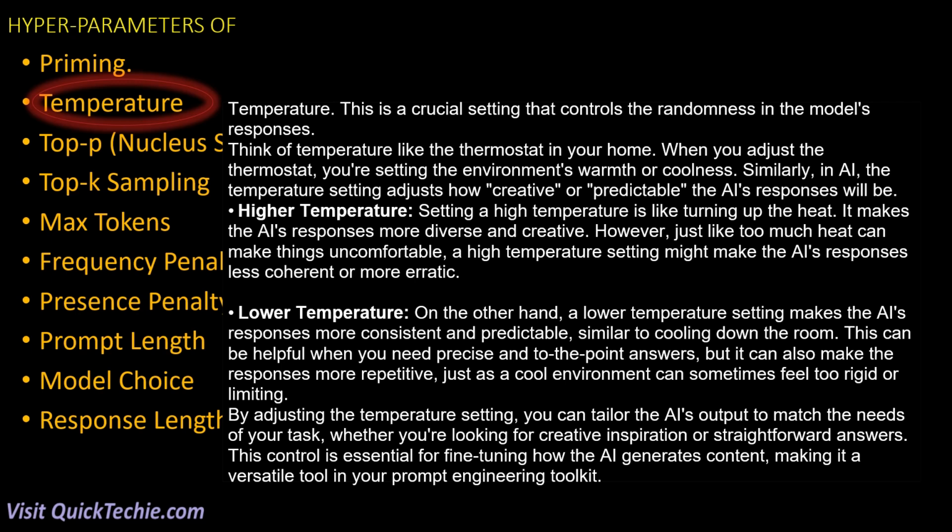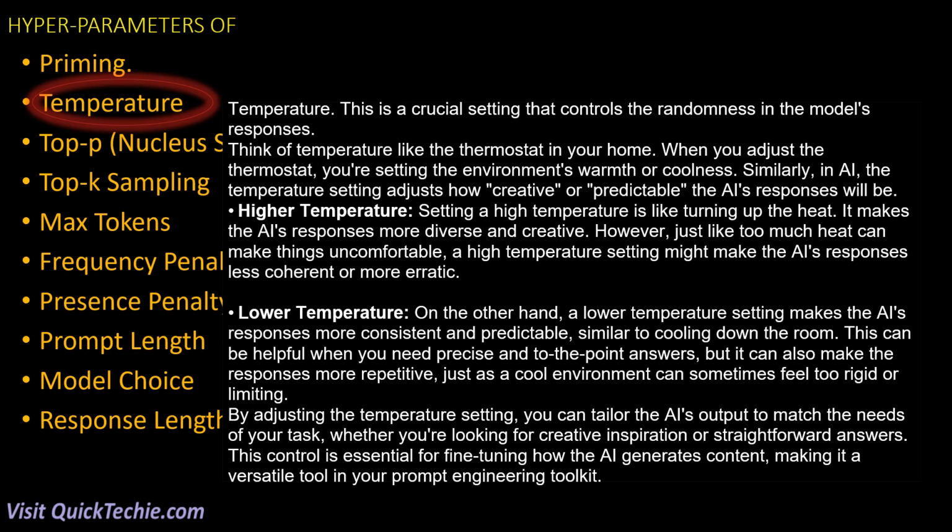Higher temperature. Setting a high temperature is like turning up the heat. It makes the AI's responses more diverse and creative. However, just like too much heat can make things uncomfortable, a high temperature setting might make the AI's responses less coherent or more erratic. Lower temperature. On the other hand, a lower temperature setting makes the AI's responses more consistent and predictable, similar to cooling down the room. This can be helpful when you need precise and to-the-point answers, but it can also make the responses more repetitive, just as a cool environment can sometimes feel too rigid or limiting.